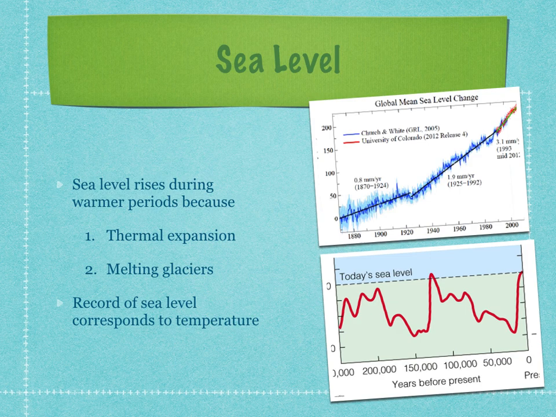Okay, even more important, I think, are changes in ice and ocean levels. And sea level has been rising. Sea level rises during warmer periods because as water heats up, it expands, and because melting glaciers add their water to the ocean. And so if land-based ice melts, that adds water to the ocean.